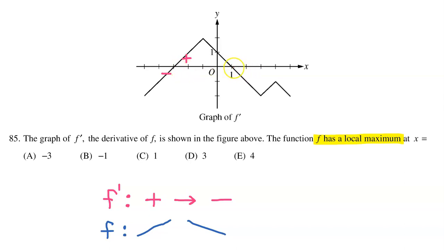This would be the location of a local minimum. But at positive 1, f prime goes from positive to negative. It goes from above the x-axis to below. This indicates the location of a local maximum. So the answer is C.